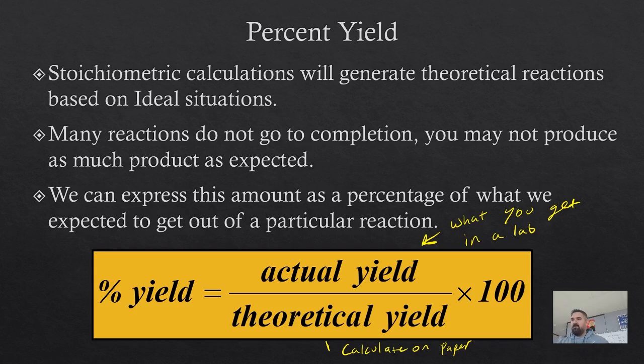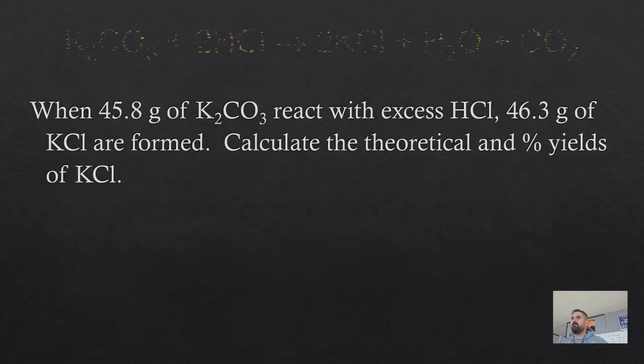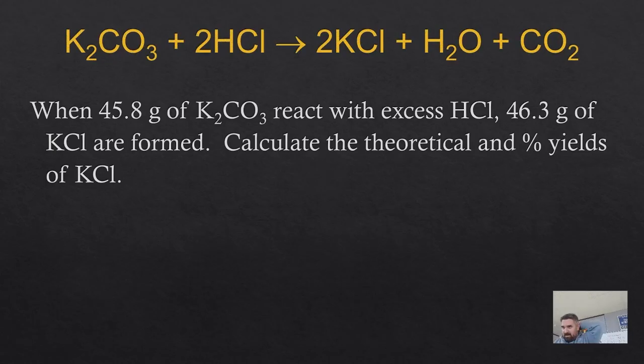All right, let's move on. Okay, so here it says when 45.8 grams of potassium carbonate react with excess hydrochloric acid, 46.3 grams of KCl are formed. Calculate the theoretical and percent yield of KCl. All right, so everybody, I want y'all to lock in. So this is it. This is where I need you.